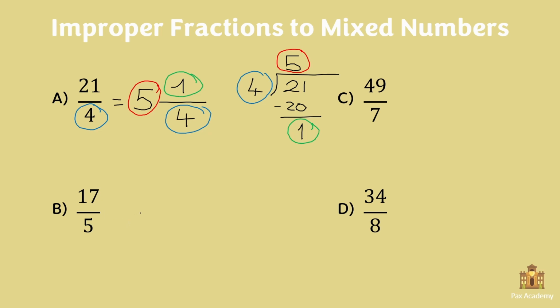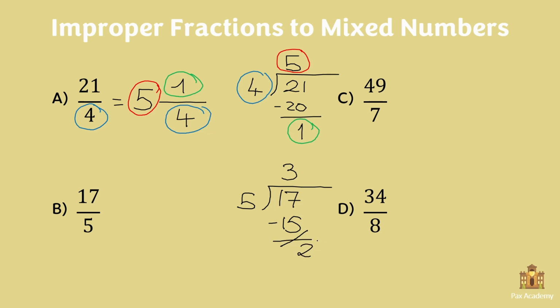So 17 over 5. Again, first we need to see how many times we can put 5 into 17. 5 times 3 is 15. 5 times 4 is 20. So 20 we've gone over. So 5 times 3 is the one that gets closest. So we put 5 3 times into 17. Then 17 minus 15 leaves us with a remainder of 2.